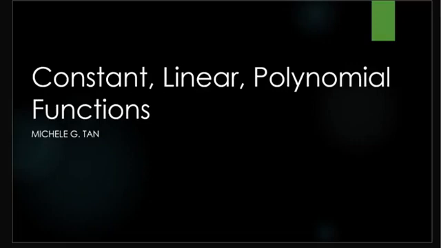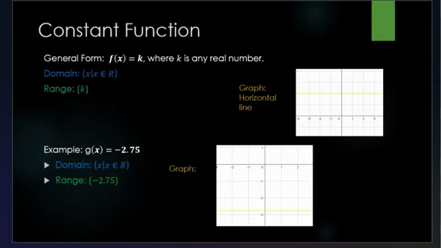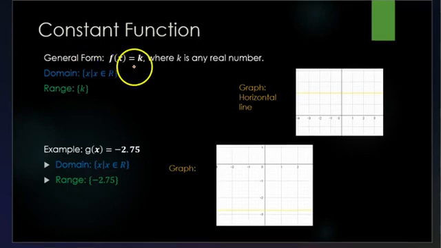Constant, linear, and polynomial function. We'll start first with a constant function. A function is constant if it's of the form f of x equals k, or we can also denote this as y equals k, where k is any real number.